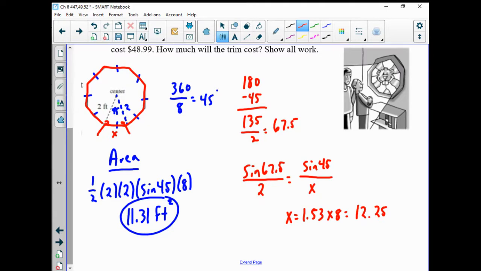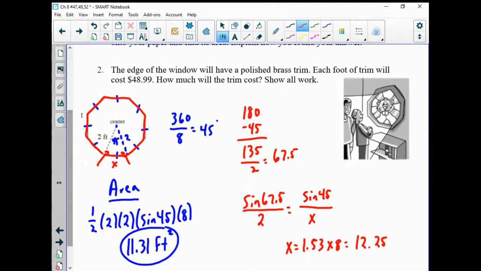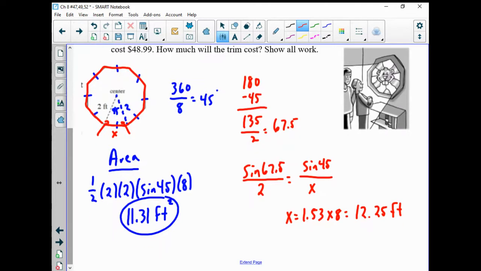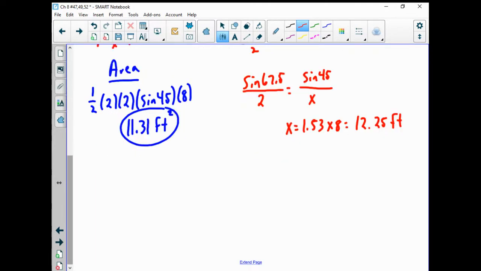But the problem wanted us to figure out the cost. So they said that each foot, we had 12.25 feet here, each foot was going to cost $48.99. So I've got to take this now and I've got to multiply that by $48.99. So when the bill comes around, it's going to cost us $600.13 approximately.